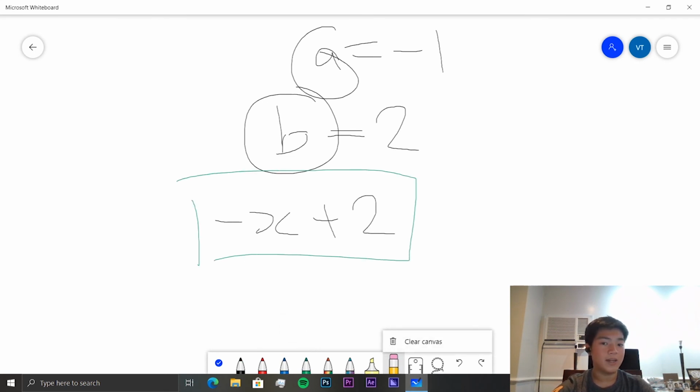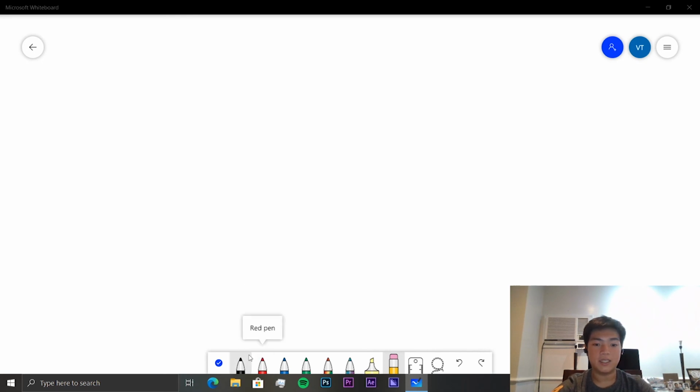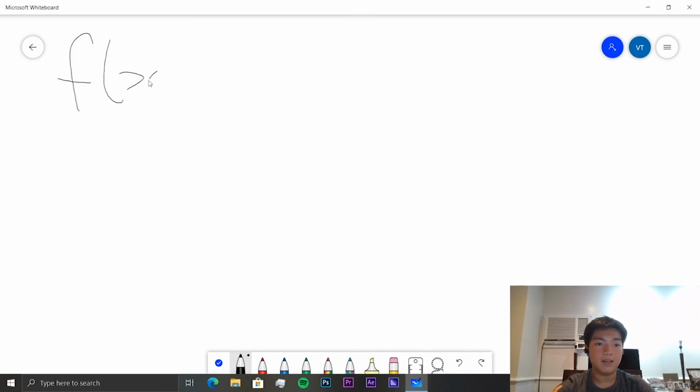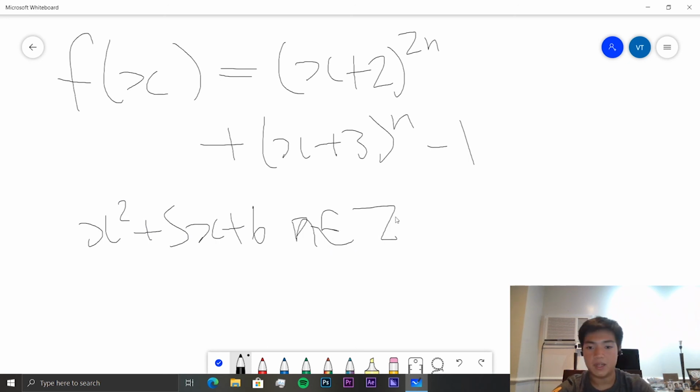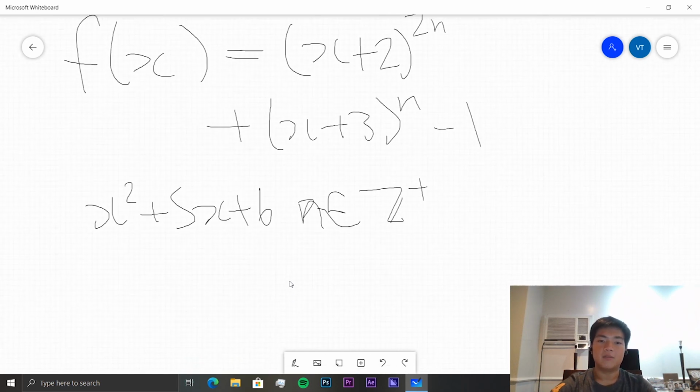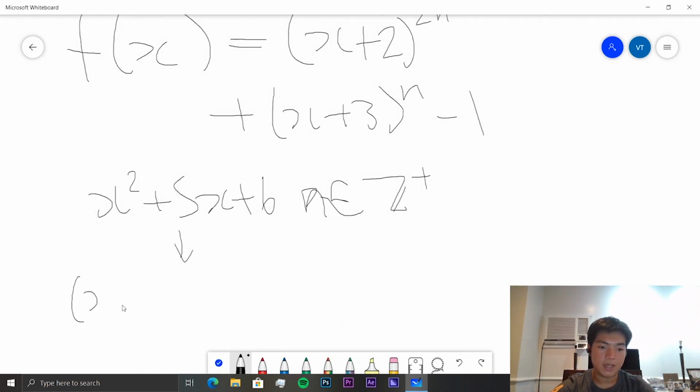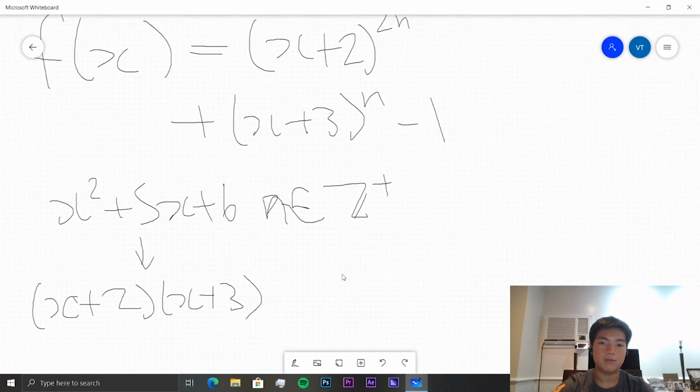And so we have the final question now. The final question is asking us to show that the polynomial f of x is equal to (x plus 2) to the 2n plus (x plus 3) to the n minus 1 is divisible by x squared plus 5x plus 6 for all n, where n is a positive integer. Okay, well, we know that x squared plus 5x plus 6 is equal to x plus 2 times x plus 3. So if this is divisible by both x plus 2 and x plus 3, then it will be divisible by x squared plus 5x plus 6.